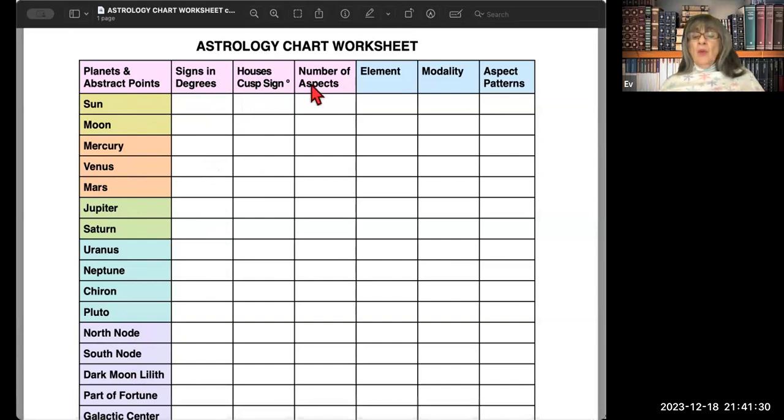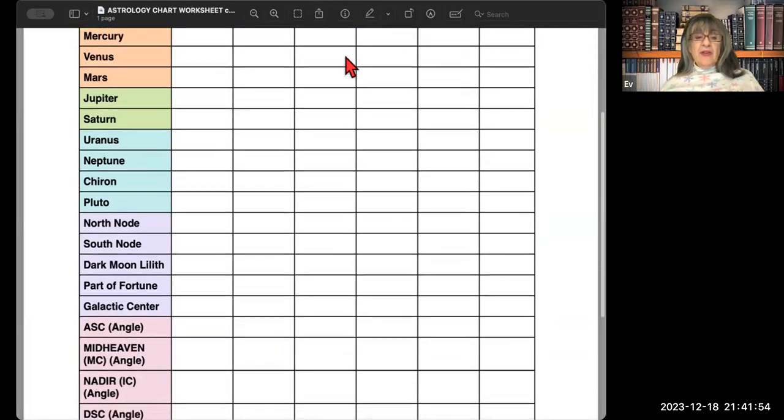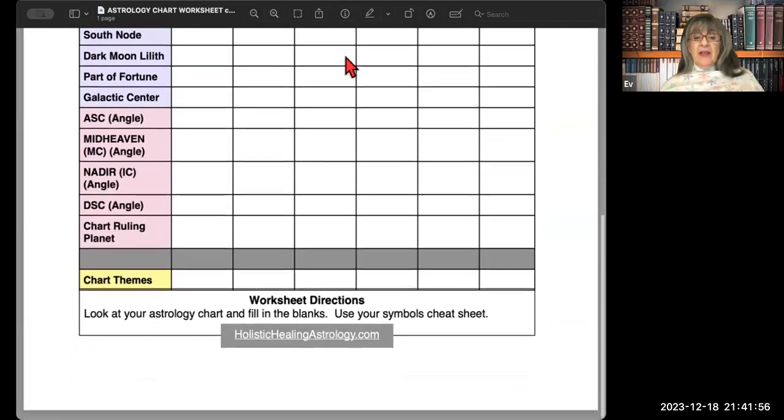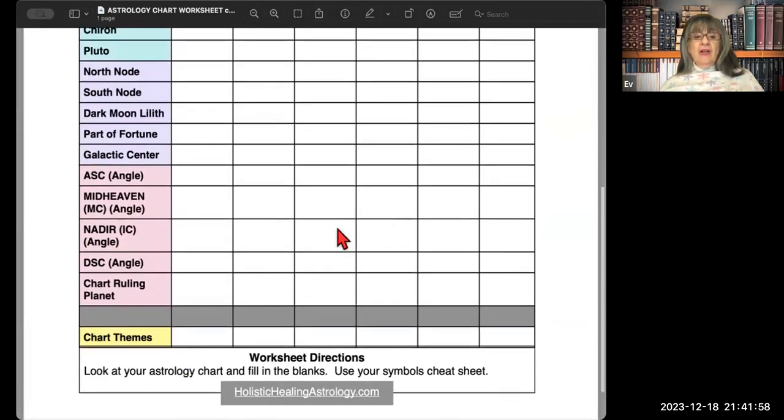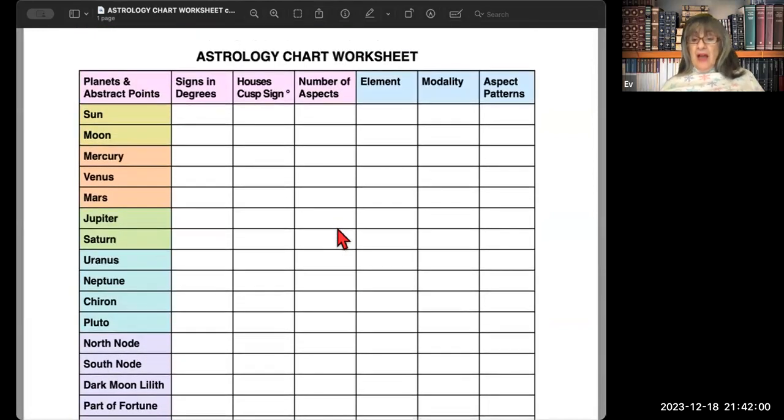And then when we get to aspects, you'll be able to use hashes for each aspect that you find. Then you could write the elements, modalities, and aspect patterns. This is a little more advanced, but right now, at least you know that you have an astrology chart worksheet at your fingertips, and it's all here for you to fill out.